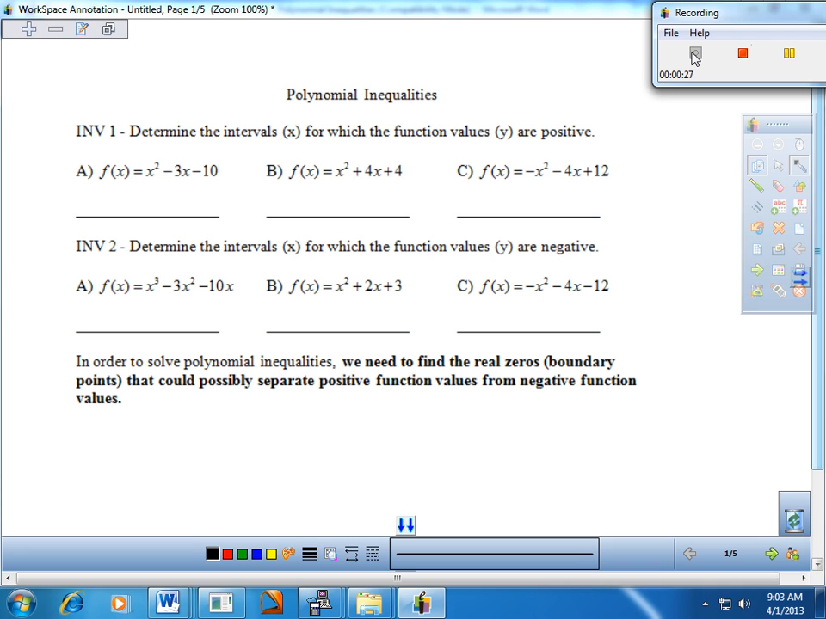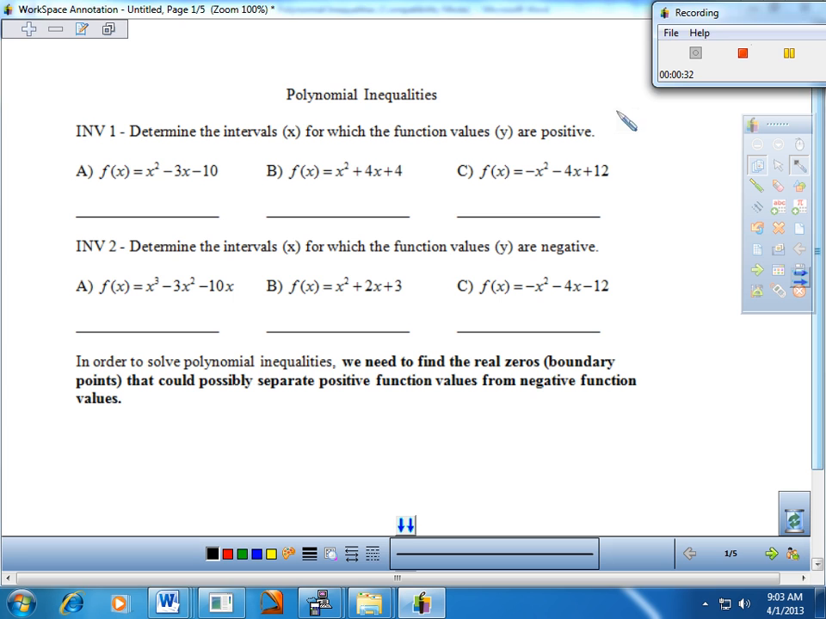So you need a graphing calculator. If you can grab one, that would be great. And I'll just read the investigation 1 at the top there and see what we can do. So here we go. Determine the intervals. When we talk about our intervals here, guys, our answers will be in terms of x, for which the function values, so that would be the y values, are positive.